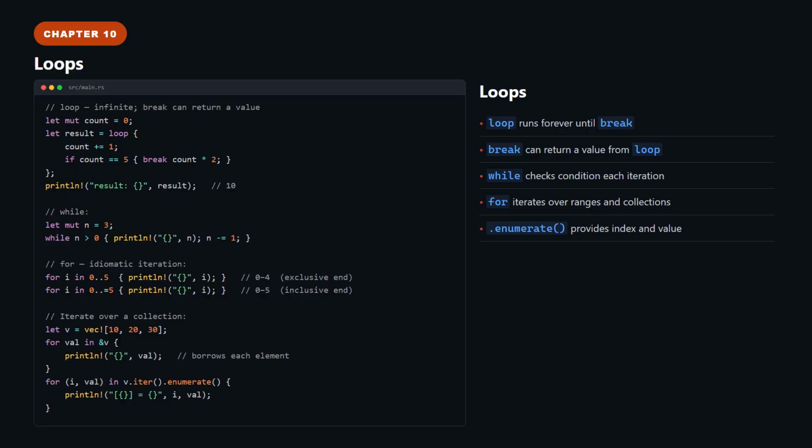..= is inclusive. For i in 0..5 prints 0 through 4. Always iterate with &v or .iter() unless you want to consume the collection. .enumerate() gives you the index alongside each element.